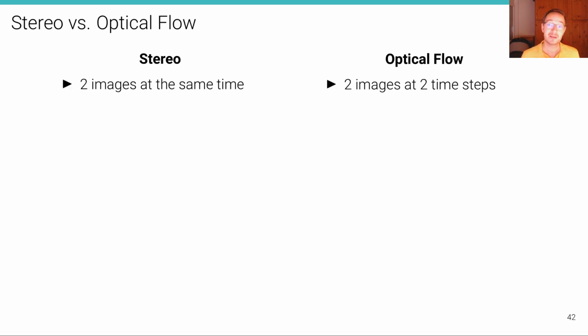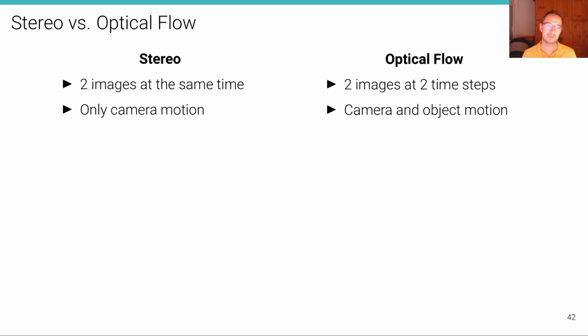Let's first compare optical flow to stereo. In stereo, as we've seen in lecture 1, in Unit 1, we were given two images at the same time. And in optical flow, we are dealing with two images at two different time steps. Typically, we have just a single camera that's capturing a video sequence, and we're considering 2 frames of that sequence. And we want to estimate the motion in the image domain between 2 adjacent frames.